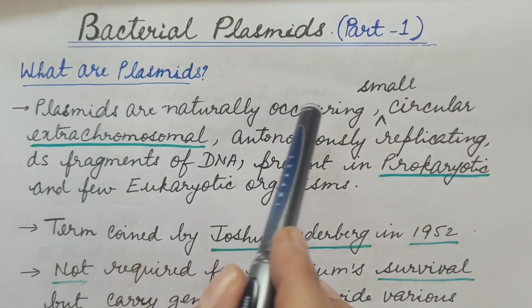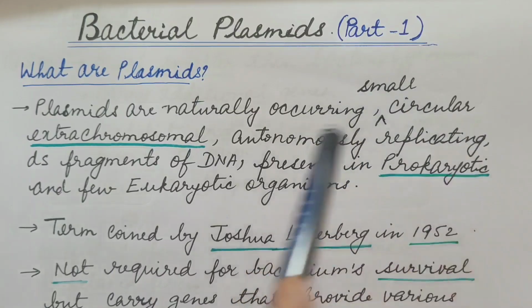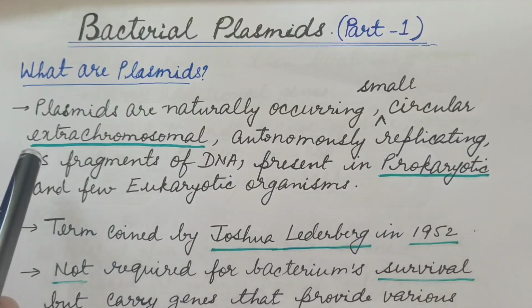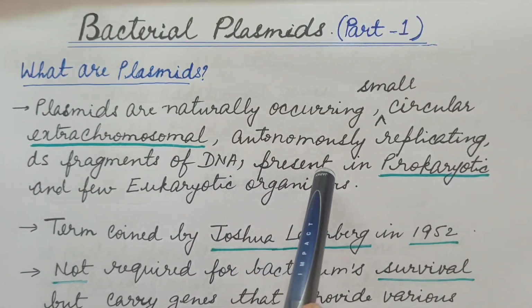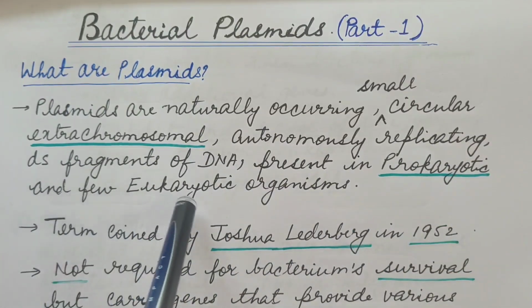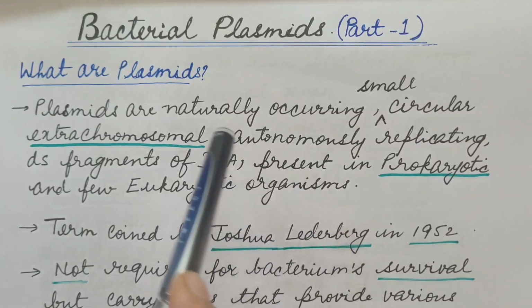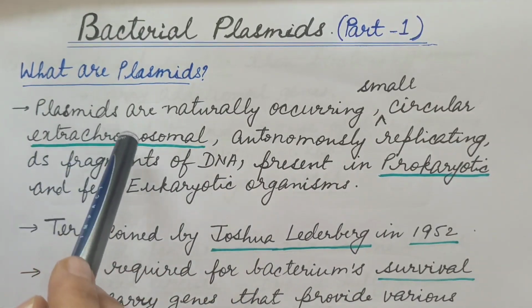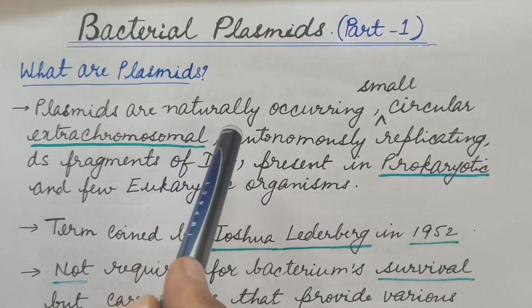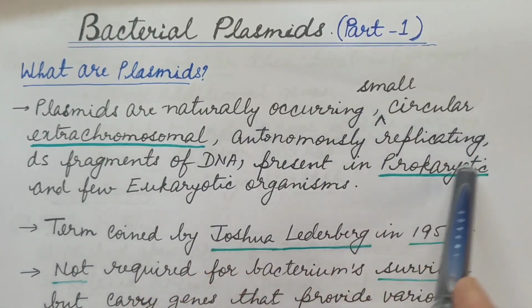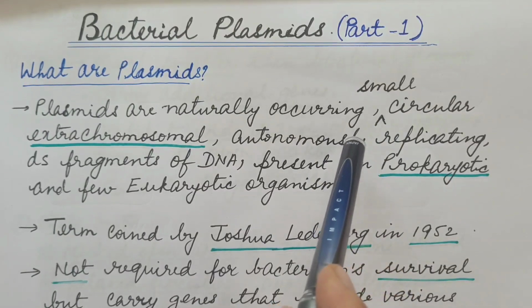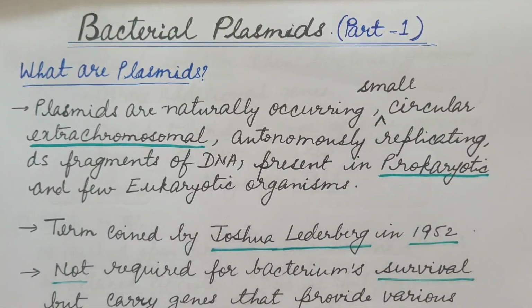Plasmids are naturally occurring small circular extrachromosomal autonomously replicating fragments of DNA present in prokaryotic and few eukaryotic organisms. Extrachromosomal means these are present in addition to bacterial genome. Autonomously replicating, that is, these are self-replicating. These have their own origin of replication.